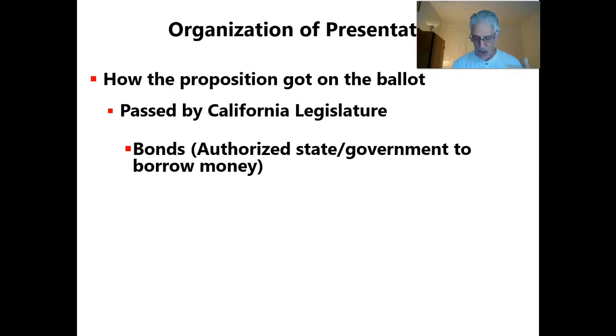Proposition 5 changes the rules on how local governments can pass bond measures. The reason why they're on the ballot is that bond measures have to be passed by the assembly first, then referred to the voters, and then they have to be approved. So as I said, propositions 2, 4, and 5 are these kinds of bond measures that I'm talking about.